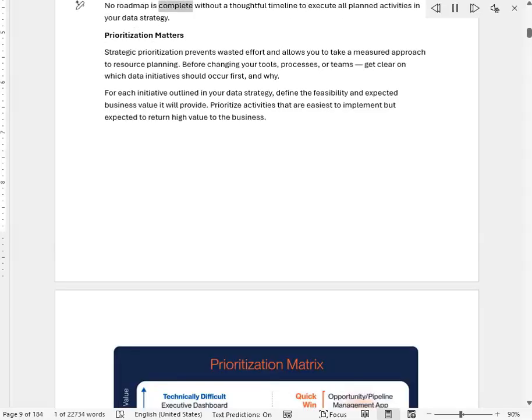No roadmap is complete without a thoughtful timeline to execute all planned activities in your data strategy. Prioritization matters. Strategic prioritization prevents wasted effort and allows you to take a measured approach to resource planning. Before changing your tools, processes, or teams, get clear on which data initiatives should occur first and why.